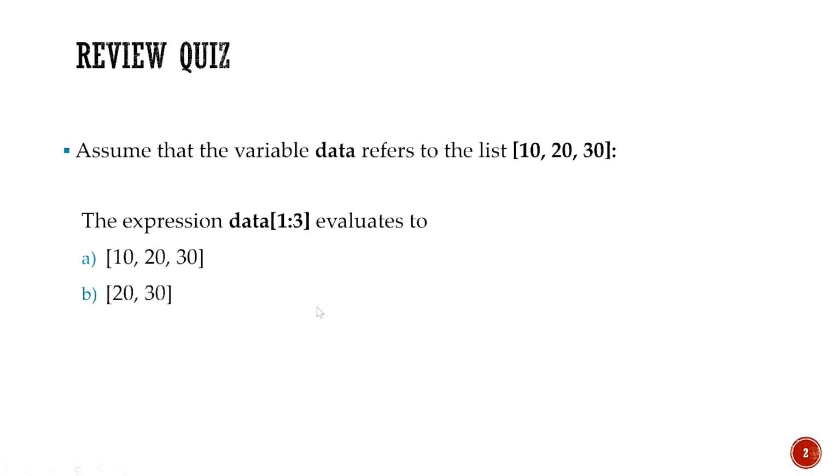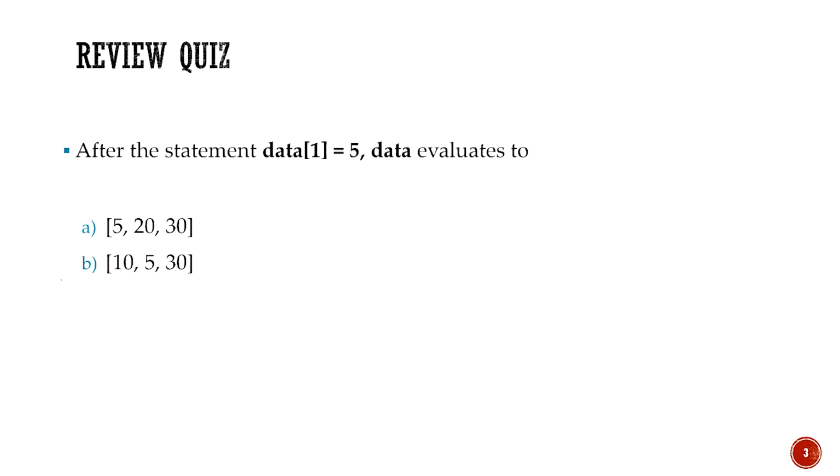So we know that in a list, data is organized by its position. So it automatically assigns a position to each item. By default, the position of the first item is 0, the next one is 1, the following is 2. So [1:3] evaluates to 20 and 30. In this list, we don't have any item in position 3, so the answer would be 20 and 30, option B.